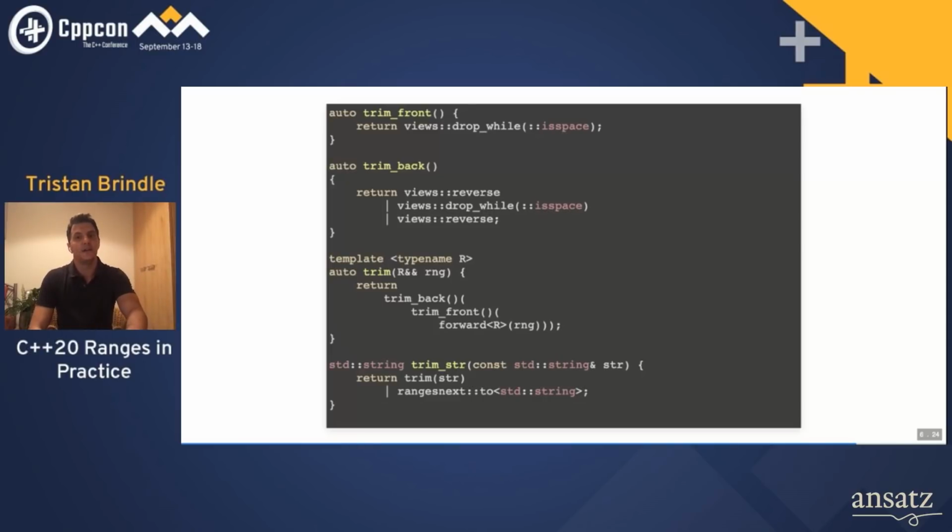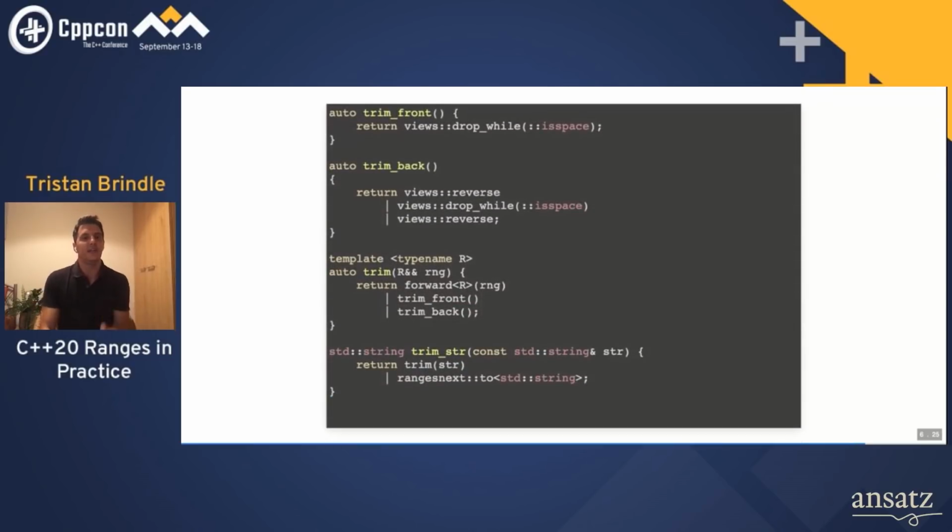Fortunately, things begin to make a lot more sense if we use the pipe syntax instead. So now trim takes the range you give it, passes it through TrimFront, passes it through the adapter that TrimFront returns, passes that through the adapter that TrimBack returns, and gives you the adapted range, which we're then iterating over using ranges 2, converting it to a string. So instead of 3 function templates, we've now just got 2.